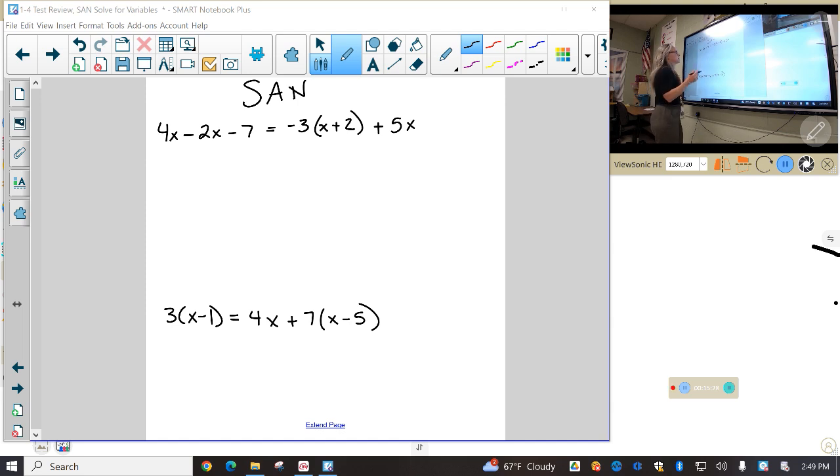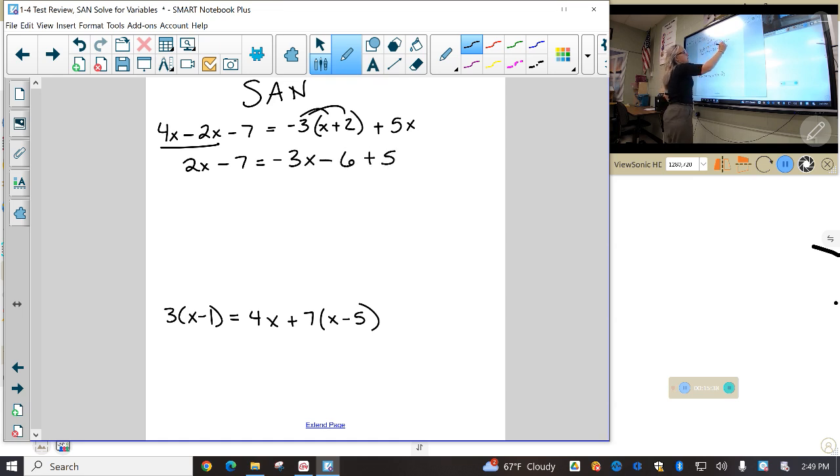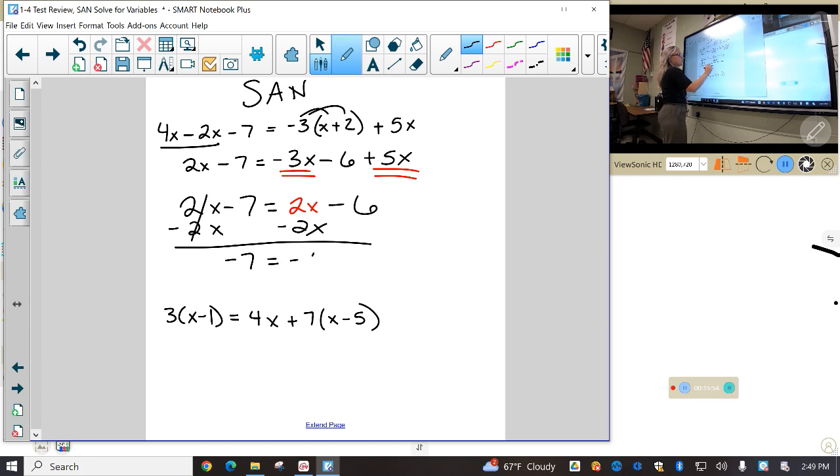So let's just solve this equation. So 4x, combine like terms, 4x minus 2x is 2x minus 7 equals, distribute, negative 3x minus 6 plus 5x. Now I'm going to combine like terms on this side. So that gives me 2x. And I have 2x minus 7 equals 2x minus 6. So if I subtract 2x from both sides, I'm going to get negative 7 equals negative 6. Is that true? That is not true. Negative 7 does not equal negative 6. So this one is never true. This equation is never true.